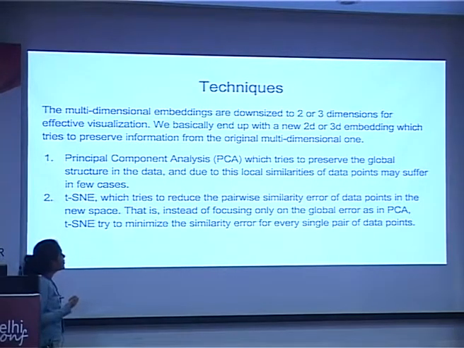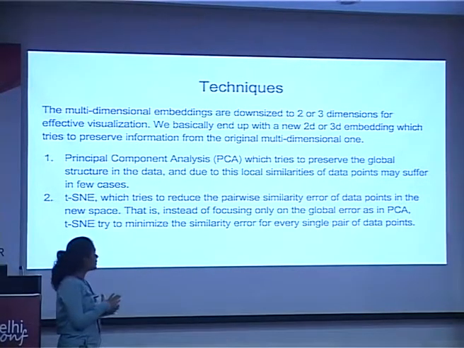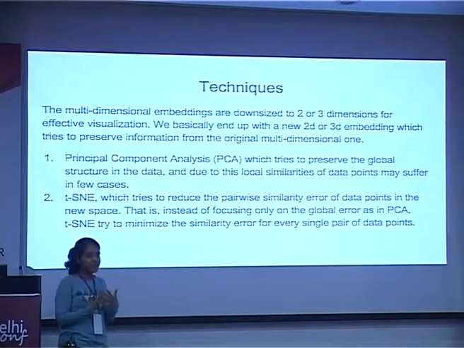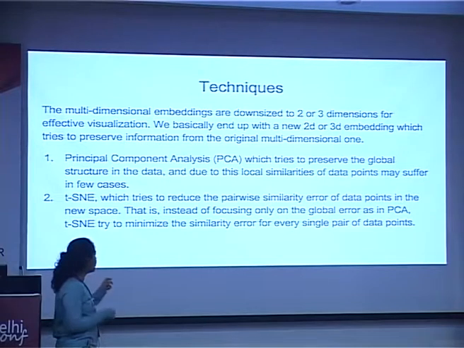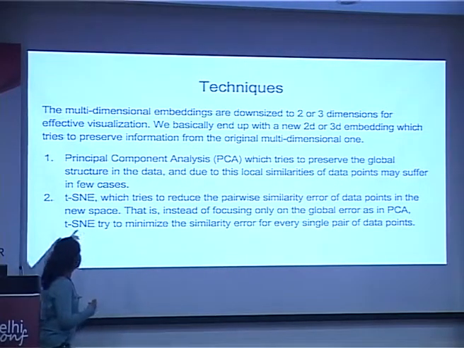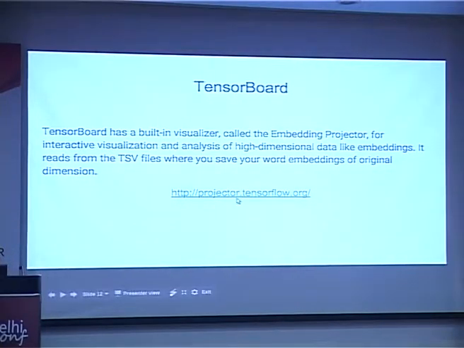PCA basically tries to preserve the global structure of the data. It doesn't care about the pairwise relatedness of data points, whereas t-SNE is the opposite. It tries to address the pairwise similarity between data points. This is considered a local technique, and that is a global one.